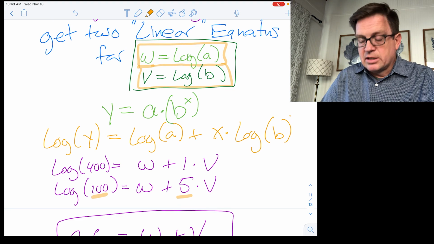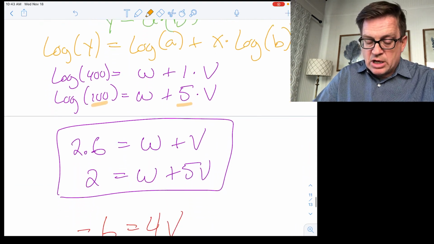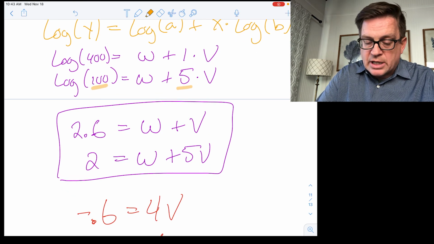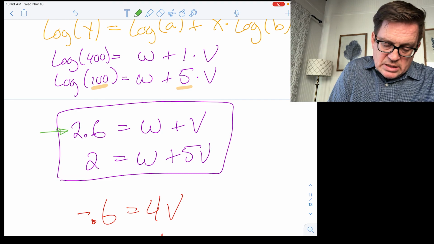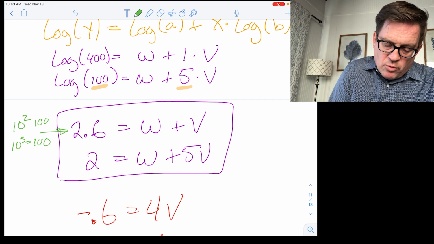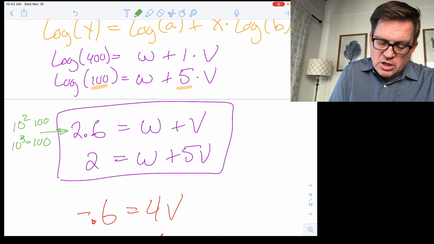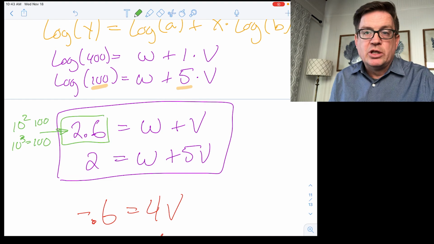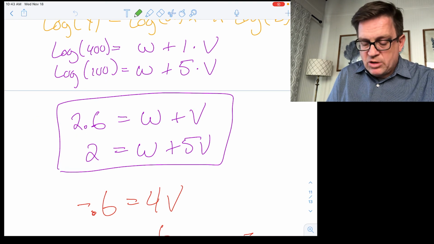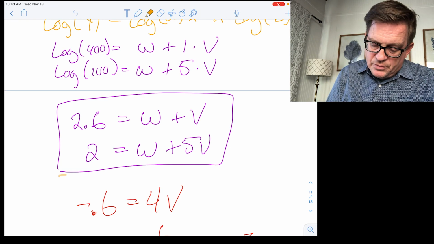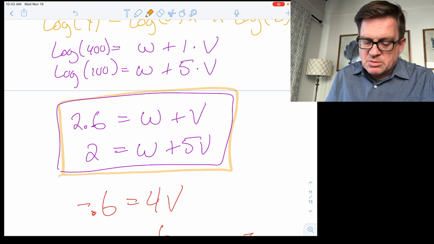Now we just ask our calculators what the actual values are for log of 100 and log of 400. Log of 100 is 2, because 10 squared is 100, and 10 cubed is 1,000, and 400 is in between those two things. So the exponent for 400 will be between 2 and 3. It turns out it's 2.6. And so we get a system of equations, this box of systems of equations.